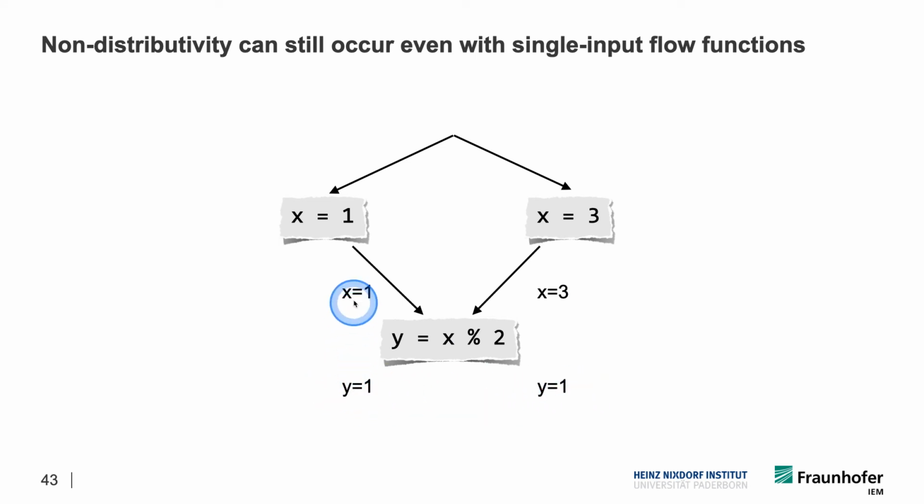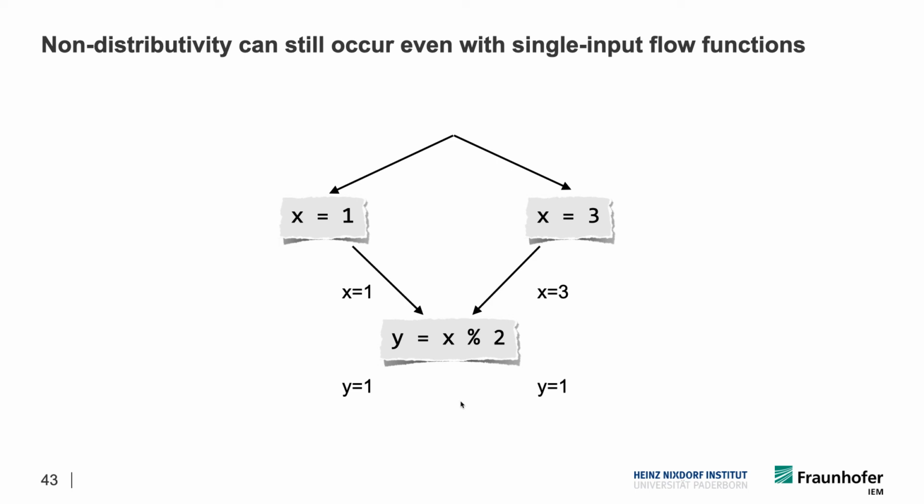So 1 modulo 2 still gives us 1, and the value 3 modulo 2 gives us also the value 1. So we get the same result on both sides. That means if you first apply the flow functions and then merge together, you get a very precise result. You get the result that y is 1. It's definitely 1 after applying this modulus operation, irrespective of which branch you have taken. y definitely has the constant value 1.